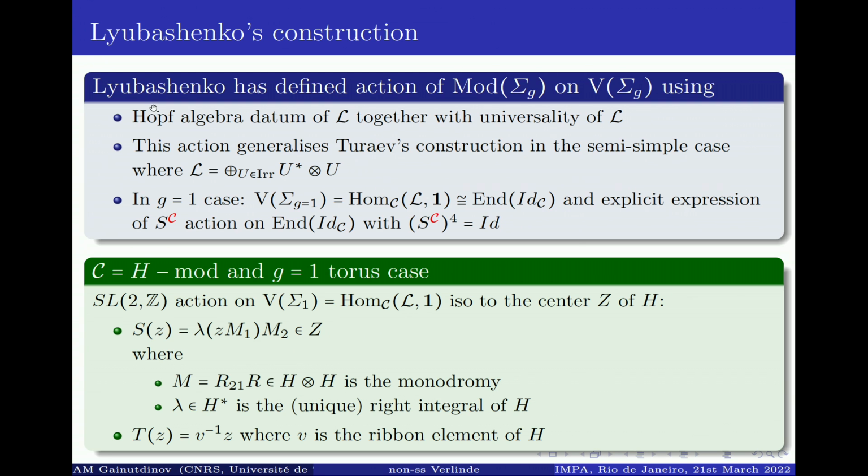Anyway, you take such a canonical form, the right integral. You evaluate your element z with the first leg of the monodromy matrix, and then you do nothing with the second leg. So it will be some complicated combination in terms of elements of the algebra H, and you get a central element, a new central element. So this is how the S transformation acts.